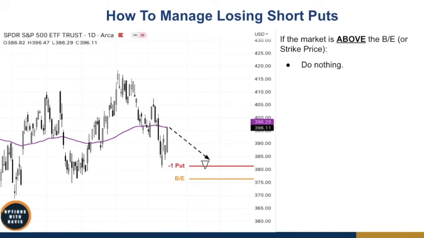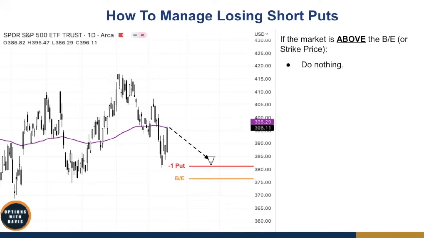So that means if the market is above the break-even or the strike price, it's up to you to decide which is the point which you want to use. If you're slightly more defensive, then you want to use the put strike point. In this case, if the market goes past this strike, then you will do something, but if it's above this strike, you do nothing.